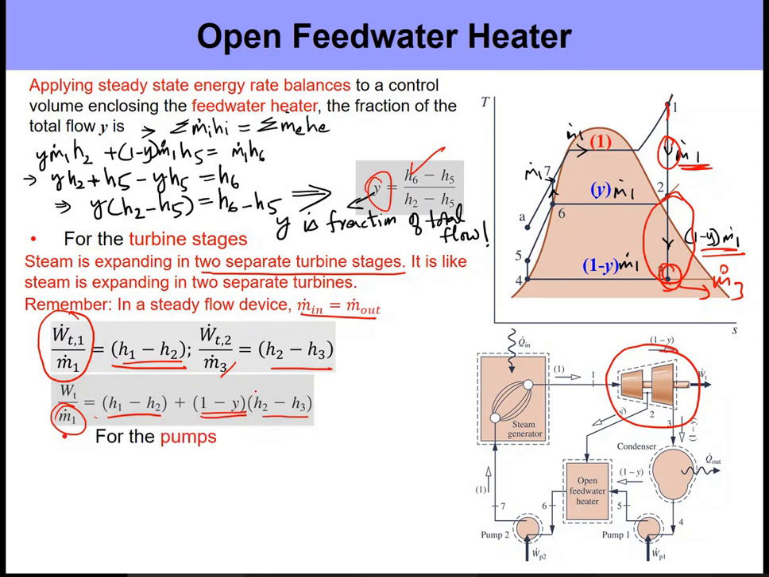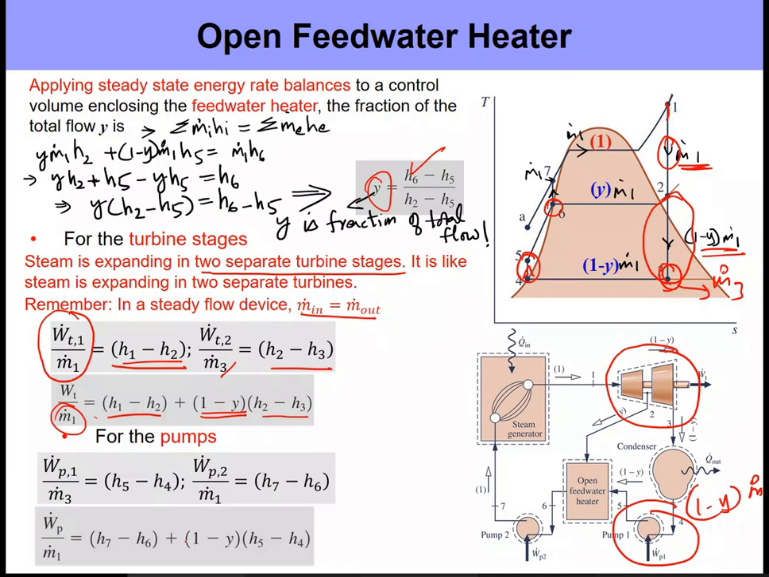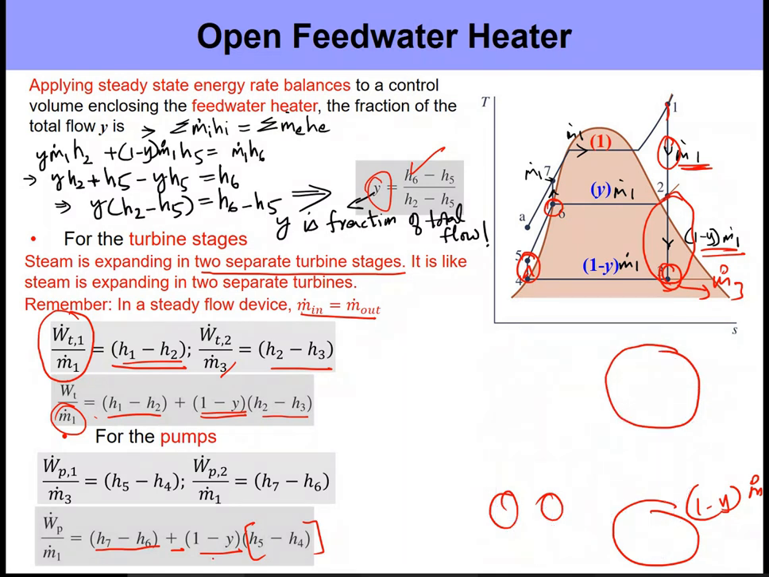In the same way, you'll have to be careful when you're doing the pumps. For the first pump, the mass flow rate is 1 minus y times m dot 1. For the second pump, the mass flow rate at state 6 is equal to m dot 1, so it's pretty straightforward. For the second pump the work is h7 minus h6, plus 1 minus y, which is the fraction that ends up at the condenser, which we need to pump from 4 to 5. So 1 minus y times h5 minus h4. So that's for the pumps.